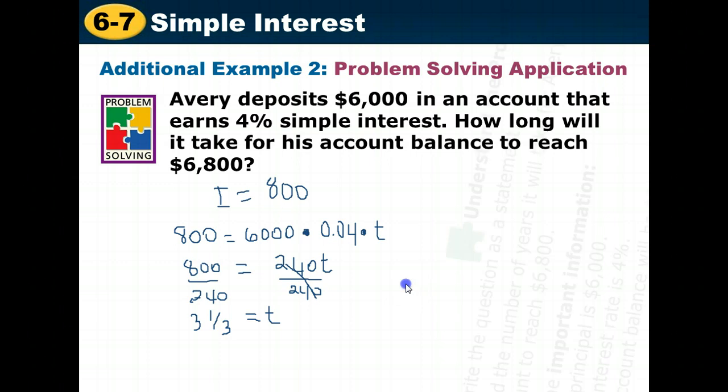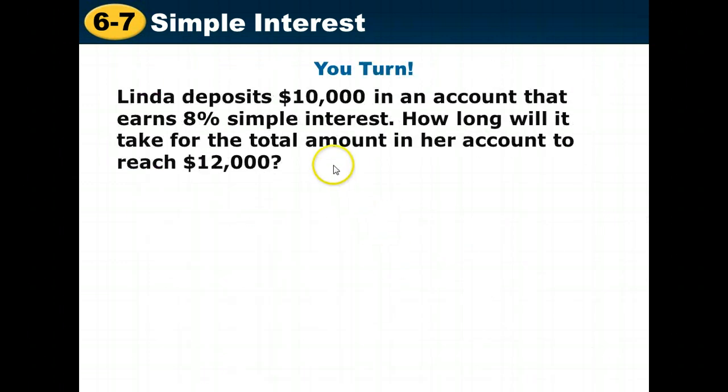Alright, now it's your turn. Go ahead and solve this, pause, please try it, and then come back and get the answer.